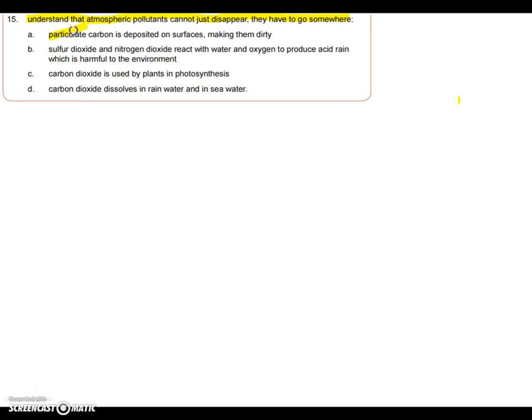So particulate carbon can deposit on surfaces and make things appear dirty. And so it can make central London look particularly dirty, for example. Sulfur dioxide and nitrogen dioxide react with water and oxygen to produce acid which is harmful to the environment. So examples of harm to the environment, as discussed, trees can die, and acidified water will kill wildlife.